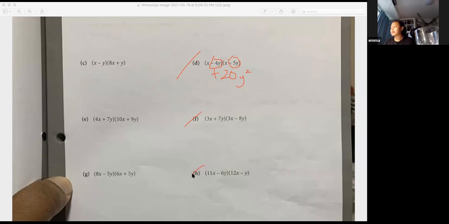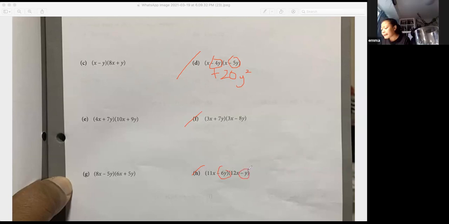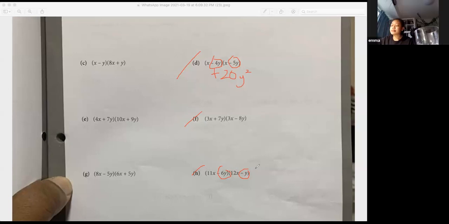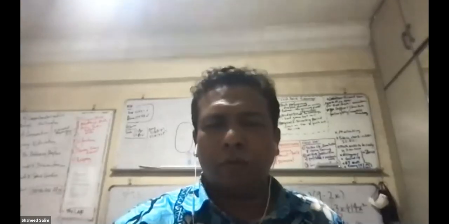132x² - 3xy - 6y². Last one, -6y² or minus times minus? Plus 6y². Now, eh? How many xy did you say? Sorry, I missed out. You said -83. Okay, correct. So just that one thing only, all right? Be careful, miss. Be careful. Hold on, eh? Let us try now.